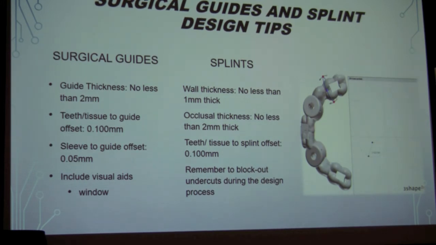Splints, for the wall thickness no less than 1 millimeter, occlusal thickness no less than 2 millimeters thick, offset for the teeth to the design of the splint 0.1 millimeters, and of course remember to block out undercuts during the design process. If you do not, that will not seat onto the model or the patient.